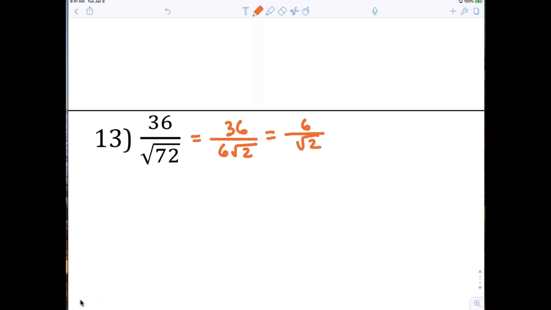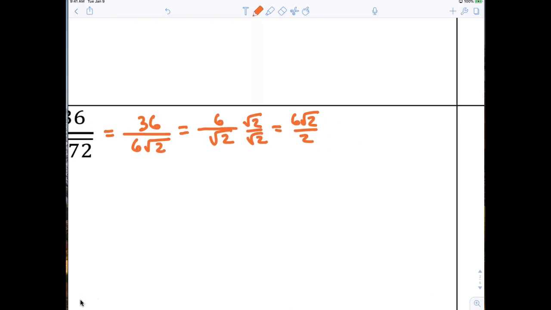And then you, come on, Carly, what? I got 6 radical 2 over 2. We're on the next step, kiddo. So now we're multiplying the top and bottom by radical 2. And now we get 6 radical 2 over 2. And then what? Then you simplify it. You want 3 radical 2. Beautiful. 3 radical 2, guys.